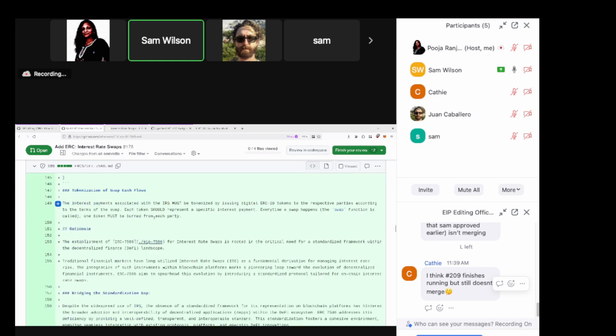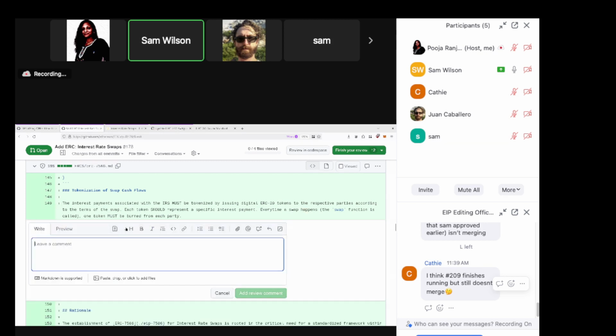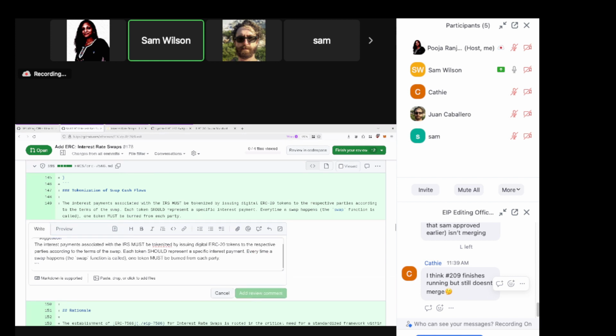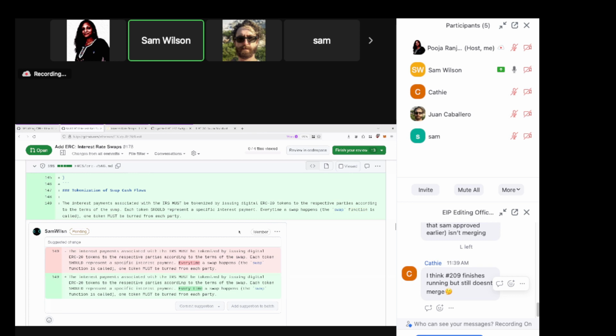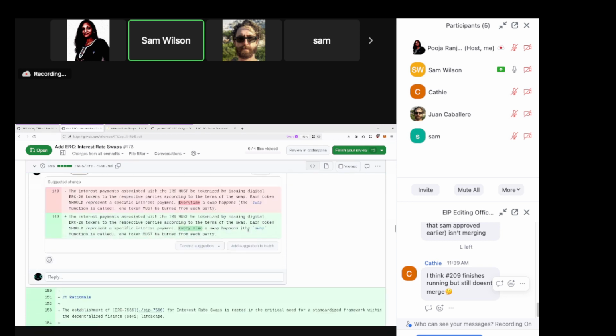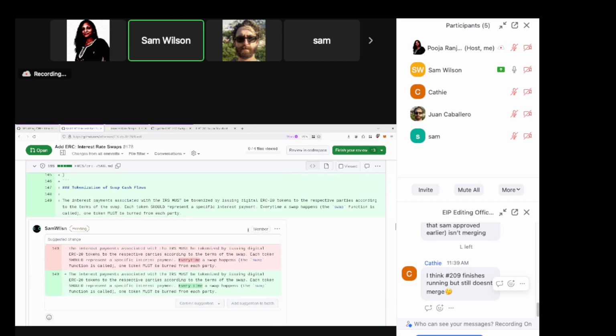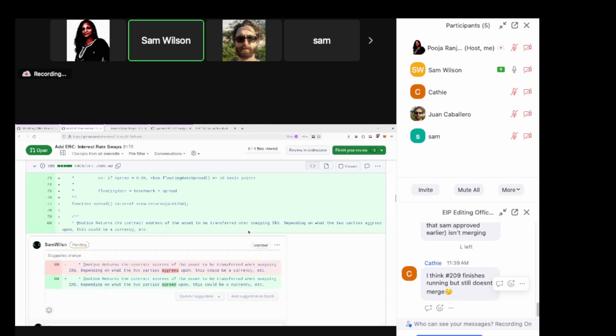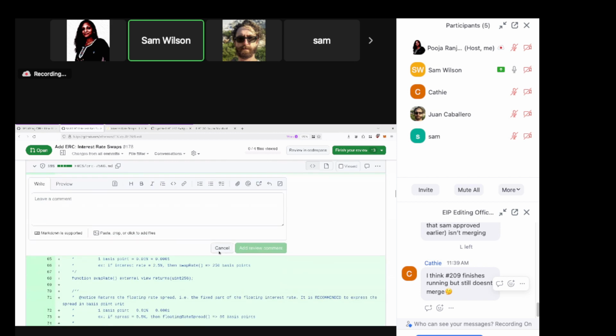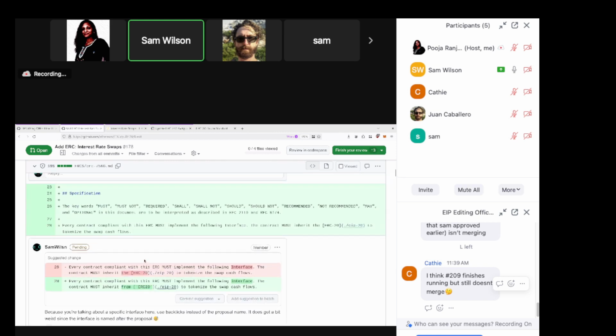The interest payments associated with the IRS must be tokenized by issuing according to the terms of the swap. Each token should represent a specific interest payment. Every time a swap happens, the swap function is called, and one token must be burned from each party.